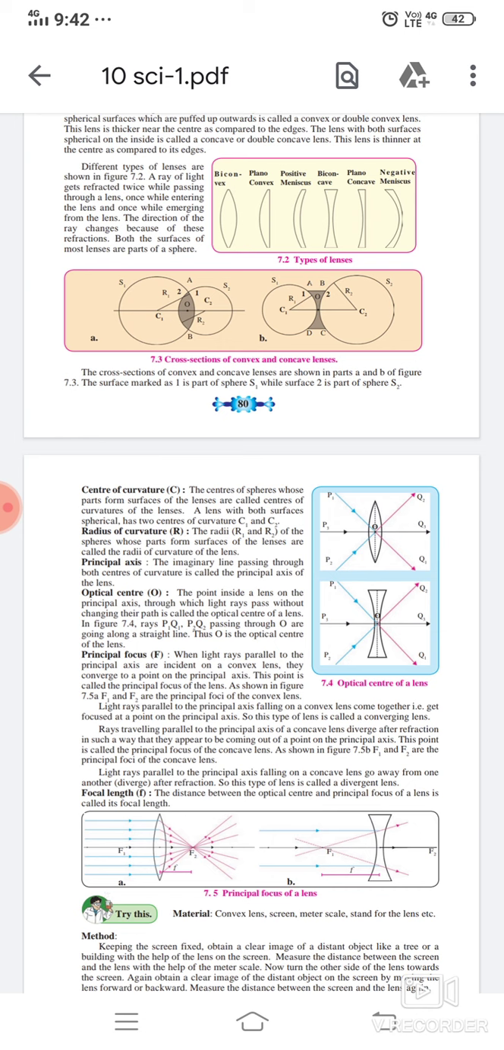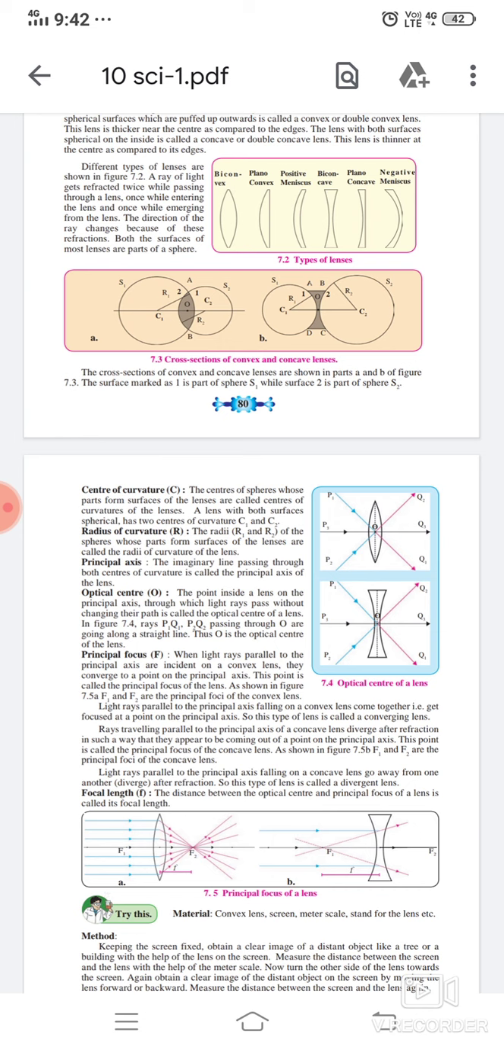Optical center is shown in figure 7.4. It is the point inside the lens, and when light rays pass through it without changing their path, it is called the optical center. You can see rays P1, Q1, P2, Q2, they are passing through O and going along a straight line, and we call that O the optical center.